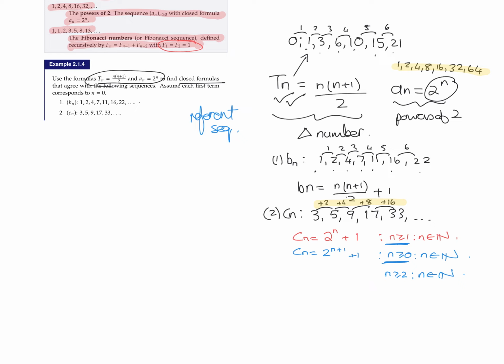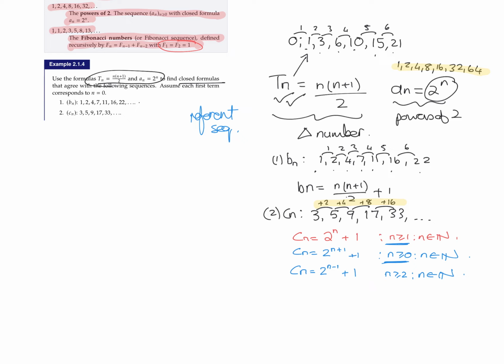Okay, so let's see, what do we have to do? If n is bigger than or equal to 2, then Cn is going to be 2 to the n minus 1, plus 1. Let's see. If n is 2, you get 2 minus 1, which is 1. 2 to the 1 is 2, plus 1 is 3. Sorry, yeah, because it goes bigger.